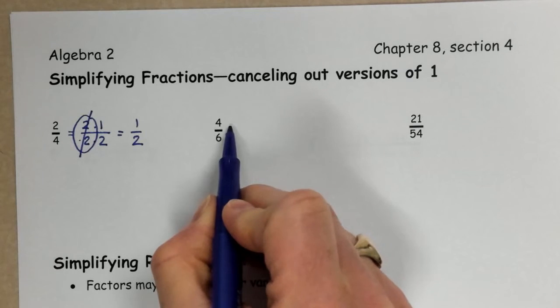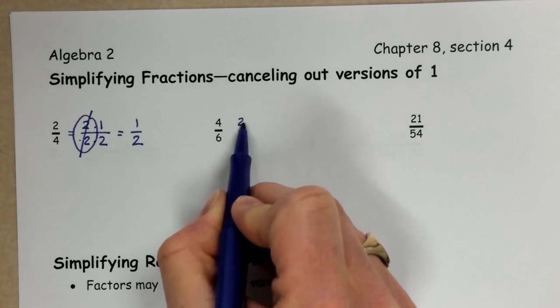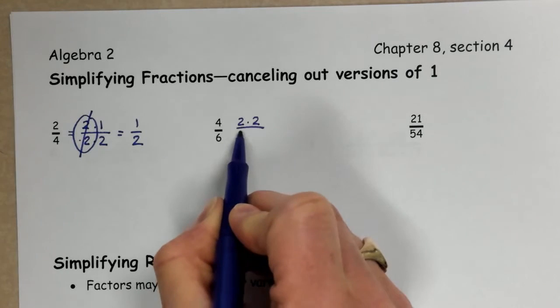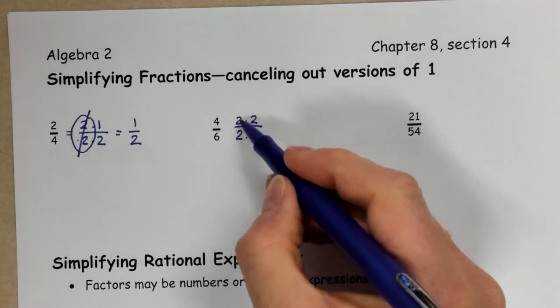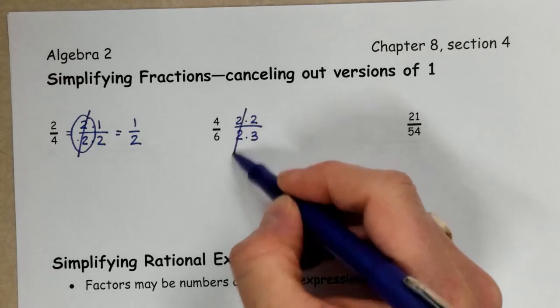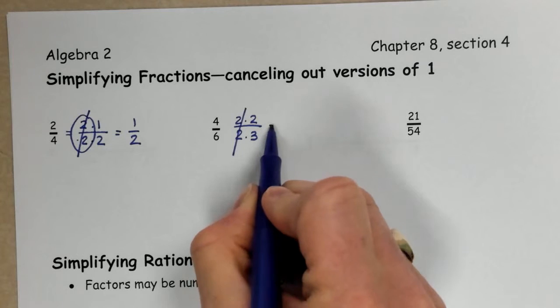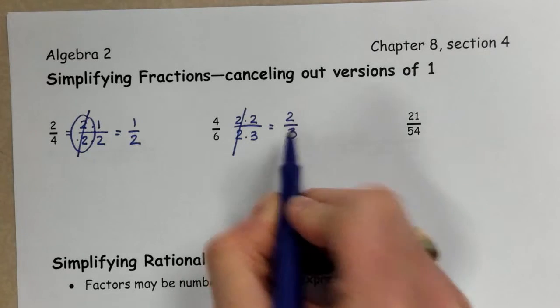Same idea over here with the 2 times 2 instead of the 4, and 2 times 3 instead of the 6. If we break those out into their factors, we can figure, 2 divided by 2, that's equivalent to 1. Multiplying by 1 doesn't change the answer. So in simplest form, the answer should just be 2/3 here.